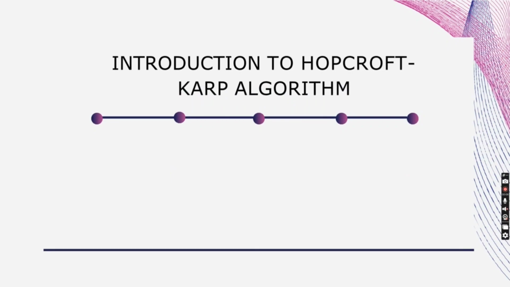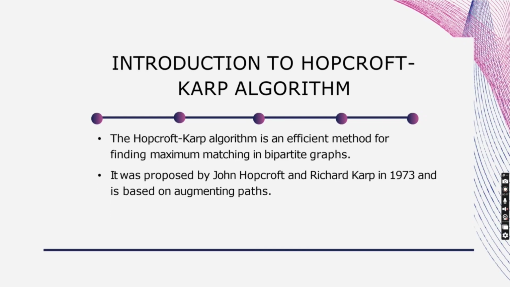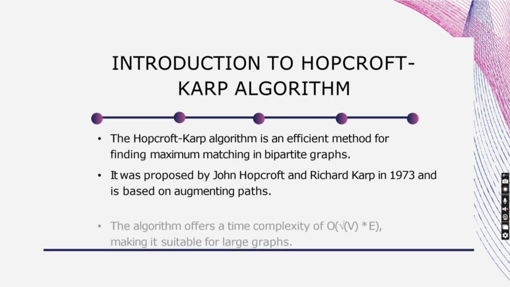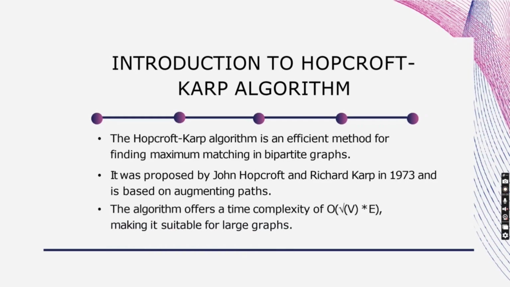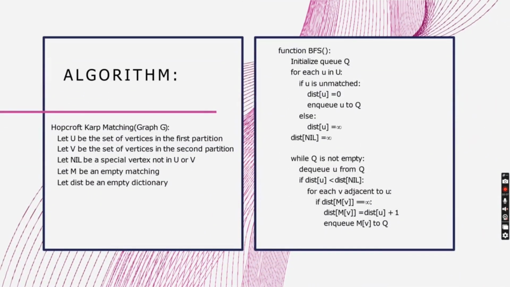Let us see about the Hopcroft Karp algorithm. The Hopcroft Karp algorithm is an efficient method for finding maximum matching in bipartite graphs. It was proposed by John Hopcroft and Richard Karp in 1973 and is based on augmenting paths. The algorithm offers a time complexity of O(√V · E), which makes it suitable for large graphs. Let us see the algorithm.